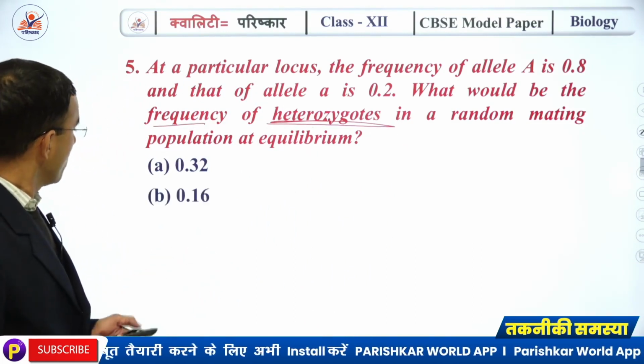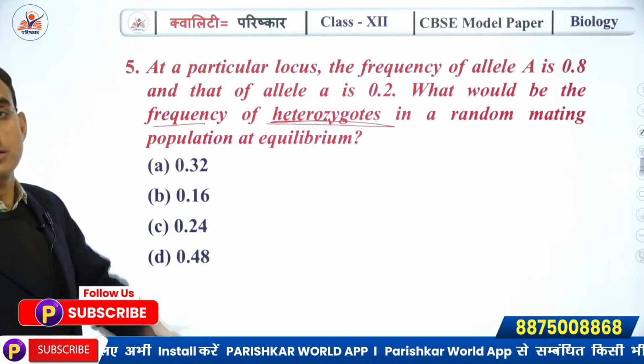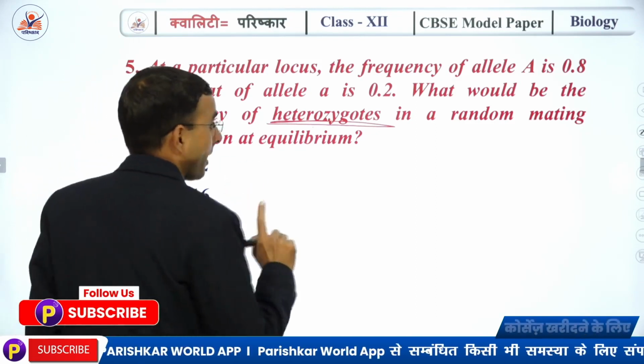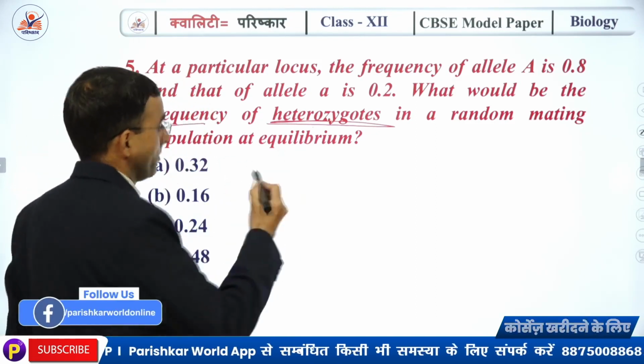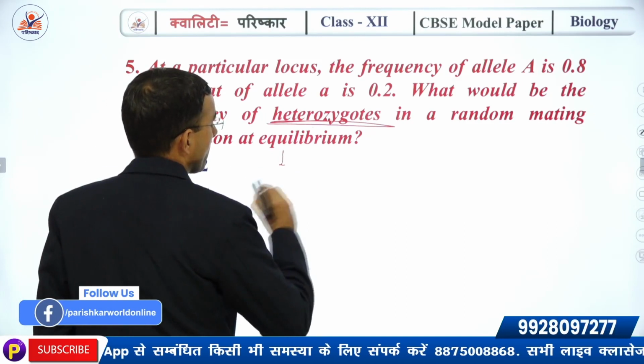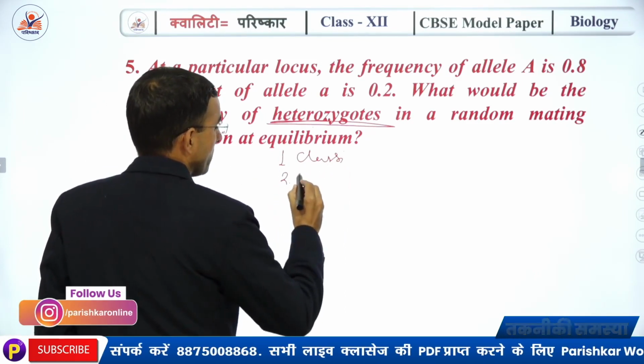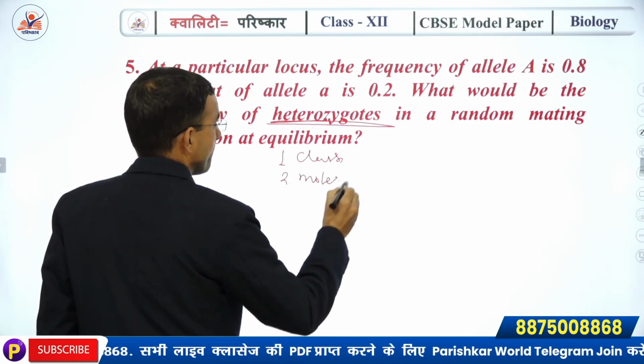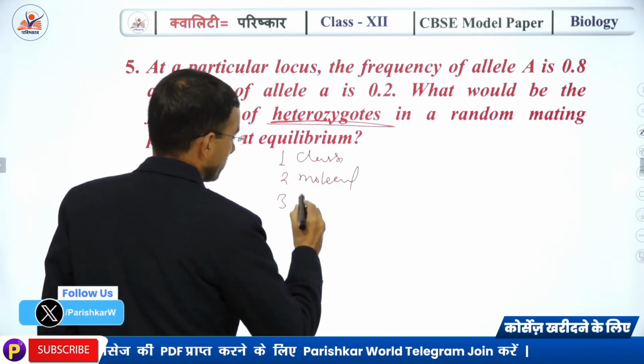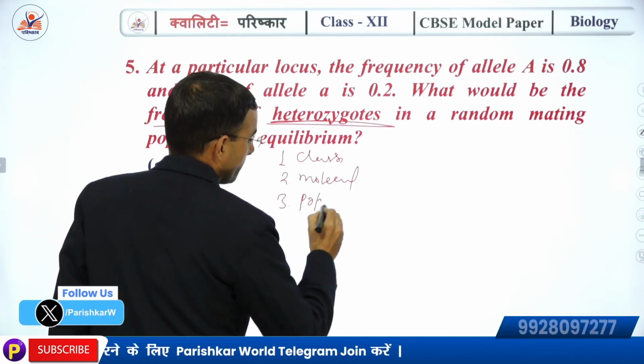In this one they have given us the choices, and Hardy-Weinberg genetics is based on three parameters. First one is classical genetics, second one is molecular genetics, and third one is population genetics.